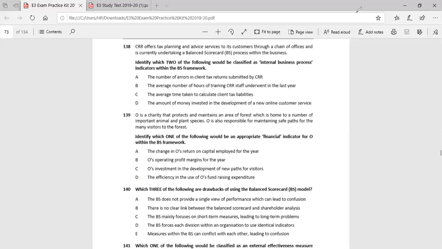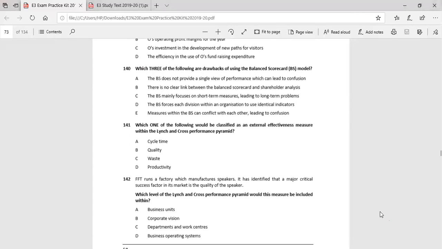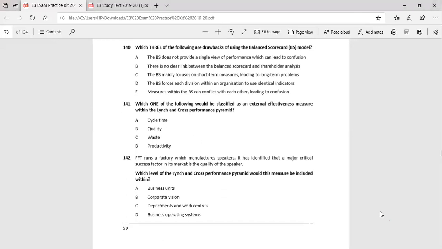Then 140 says, which three of the following are drawbacks of using the balanced scorecard model? The balanced scorecard does not provide a single view of performance which can lead to confusion. There is no, which three? You tell me which three. Limitations of BSC, balanced scorecard. A is there, E is there. The BSC does not provide a single view. That is the absolute answer.